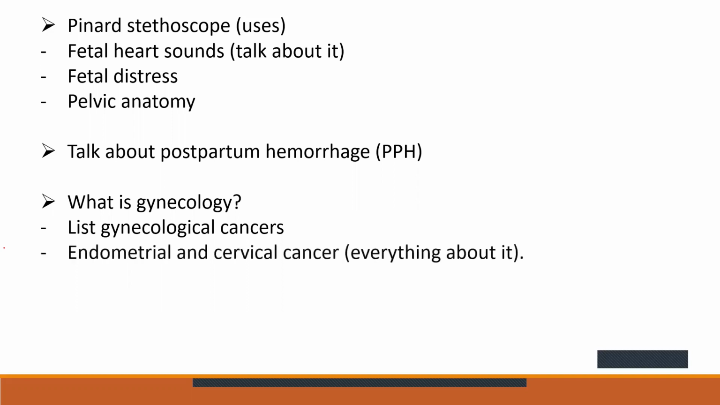So over here, they should list gynecological cancers. And based on what the person mentioned, they took the person to endometrial and cervical cancer. So talk about everything you know about endometrial and cervical cancer. And again, if you aren't sure, don't mention it, because if you mention it, they'll do a follow-up. Most of them mentioned endometrial cancer and cervical cancer. In your case, it might be a different thing, but it should be a gynecological problem or cancer. All right, then how will you monitor uterine contractions?